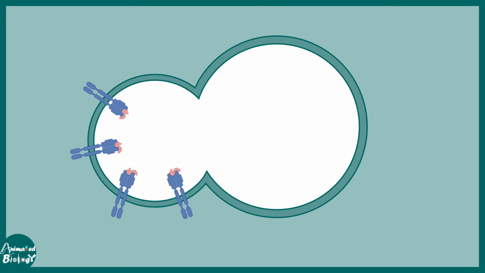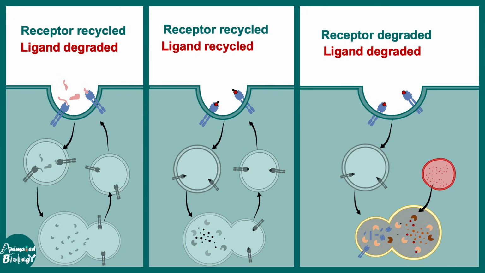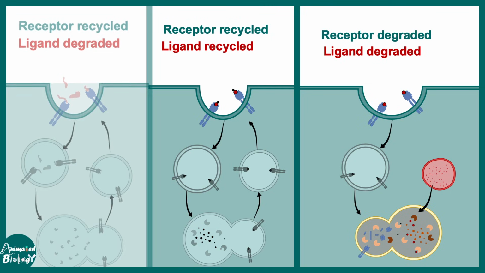Eventually, what would happen? They would fuse to the endosome. After fusing to the endosome, the content inside might be released. The content might be degraded, or the content might be recycled. So there are different combinations that are possible. One possibility is the receptor is recycled and the ligand is degraded. Another possibility is that receptor and ligand are both recycled, and another is that both are degraded. And each of these has a live example in the context of biology.